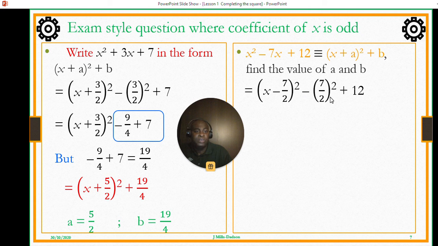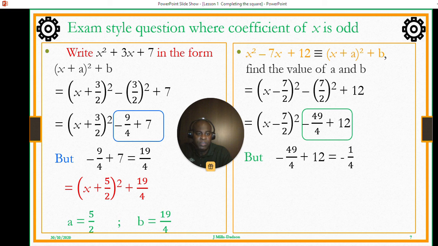Compute 7 over 2 all squared. That gives you 49 over 4. So we have negative 49 over 4 plus 12. Compute that separately. That will give you negative 1 over 4. So you replace negative 49 over 4 plus 12 with negative 1 over 4. And that completes the square as x minus 7 over 2 all squared minus 1 over 4.